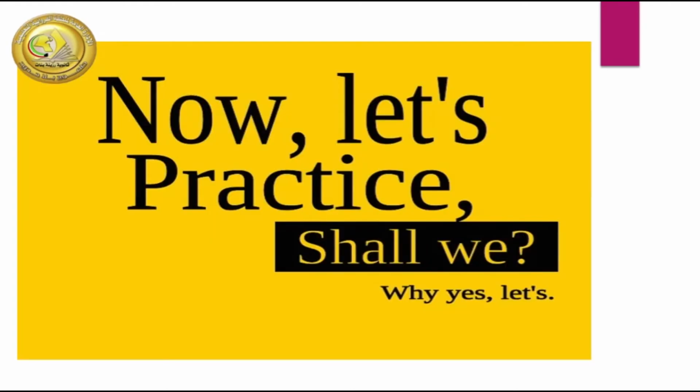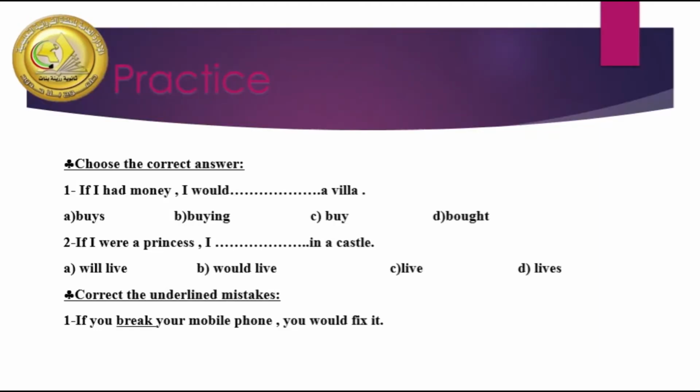Now let's practice, shall we? Why, yes, let's start. Now let's work out this exercise. Choose the correct answer. Number 1. If I had money, I would buy a villa. A. Buys. B. Buying. C. Buy. D. Bought. So, which one is the right answer?